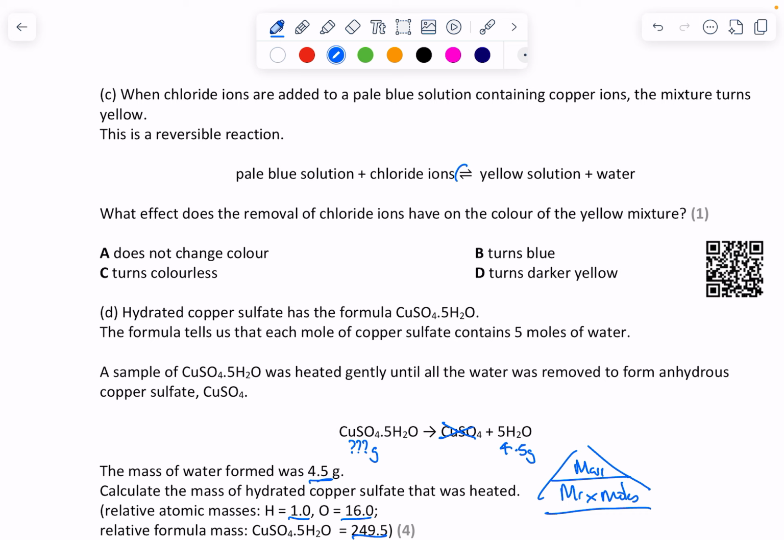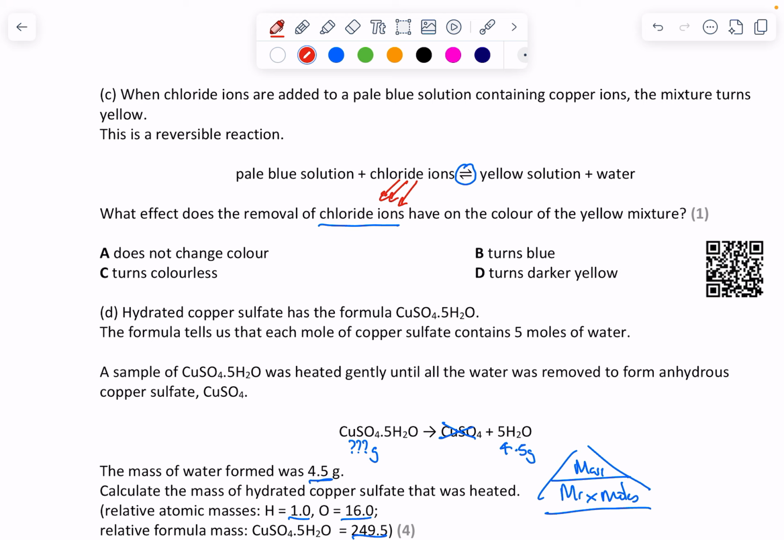Okay, next one. So chloride ions are added to this pale blue solution, and you can see the equation is reversible because it's got this symbol in the middle. So this means Le Chatelier's principle applies to these calculations. So what we're going to do here is, what effect does removal of chloride ions have?